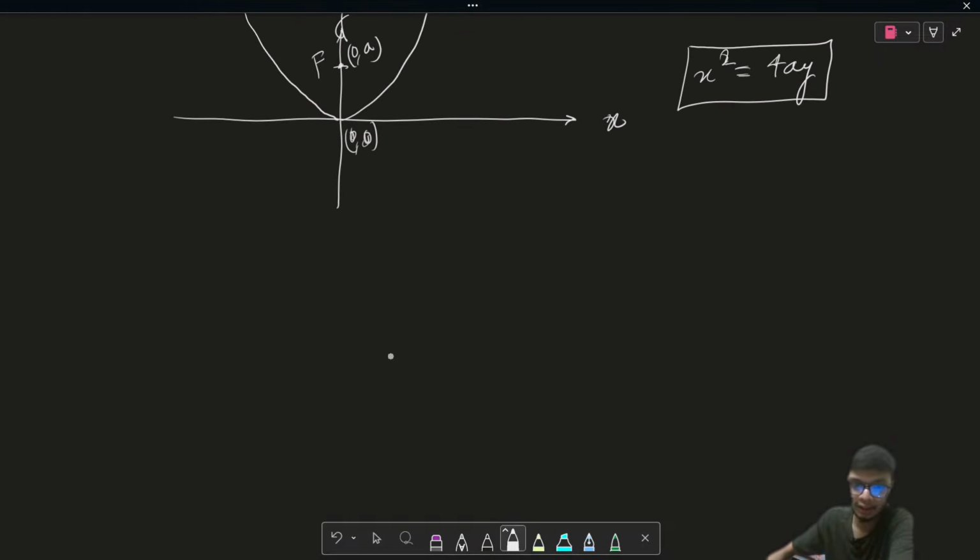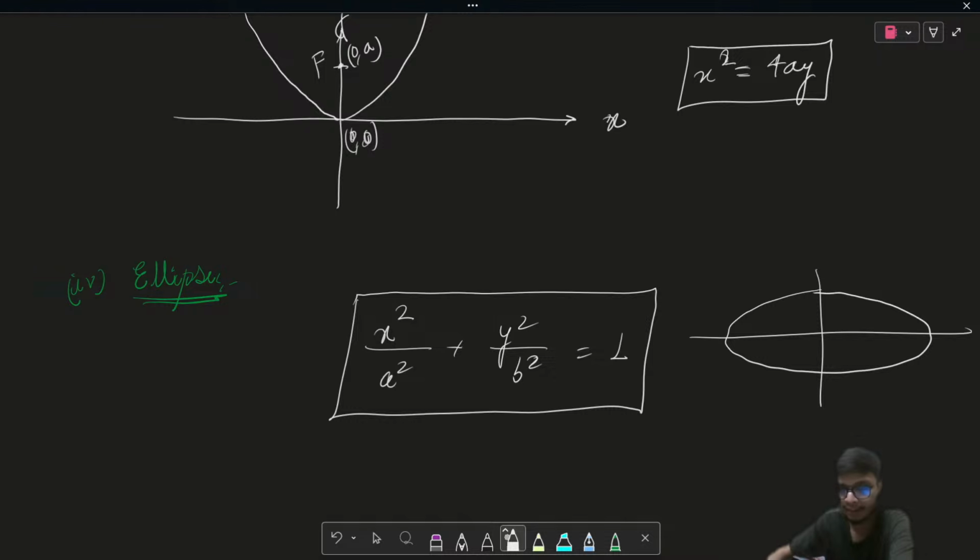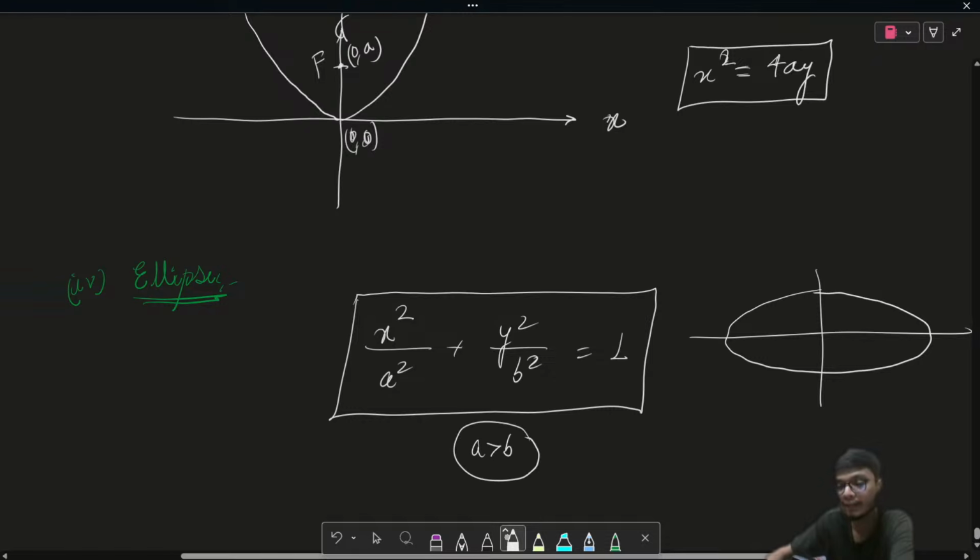Now let's go and learn about ellipses. You must have studied that ellipses are those conics for which the eccentricity is less than 1 but greater than 0. So whenever we have eccentricity lying between 0 and 1, then it is an ellipse. Generally the equation of an ellipse is given as x square upon a square plus y square upon b square is equal to 1. This is the general equation of an ellipse with center 0 comma 0, and a is the semi-major axis, and please note that a is greater than b.